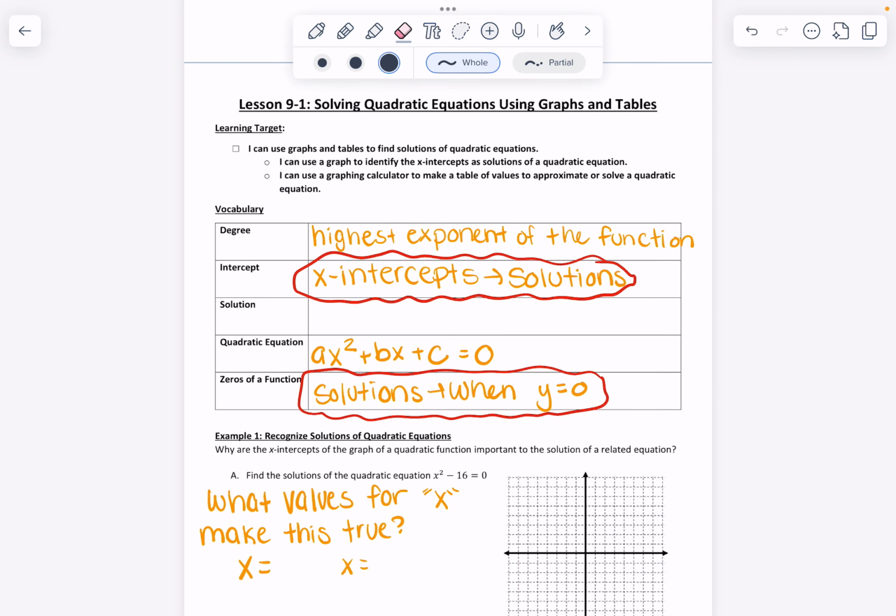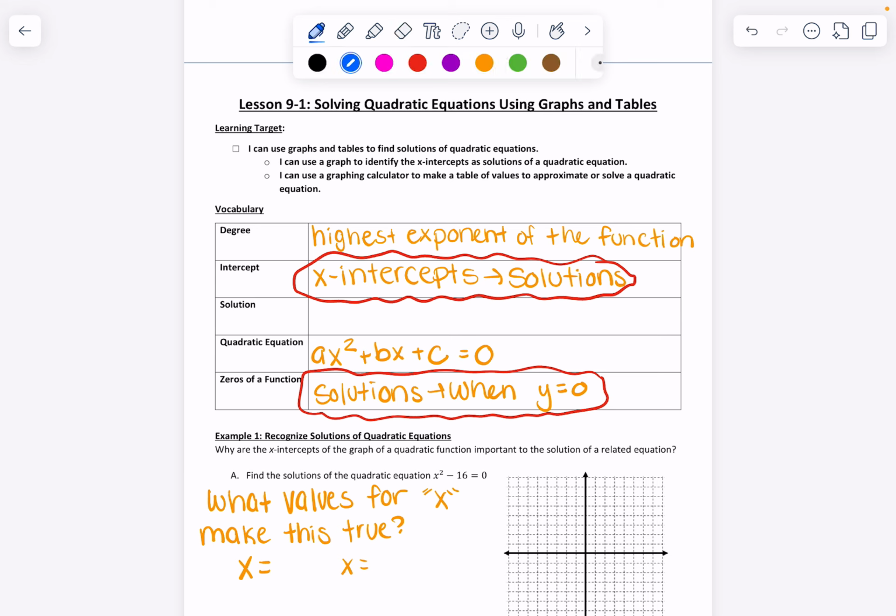Hi guys, welcome to your first flipped lesson, lesson 9.1, solving quadratic equations using graphs and tables. We just got done with topic 8, learning about quadratics. Now topic 9 is still quadratics, still looking at parabolas, but now we're going to be solving them, particularly solving for x. So just a quick overview of our vocab.